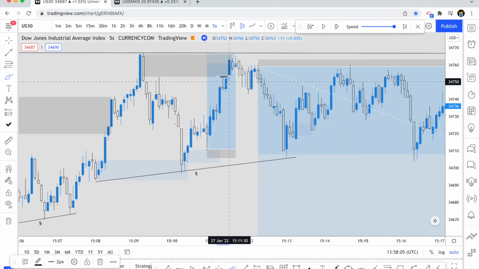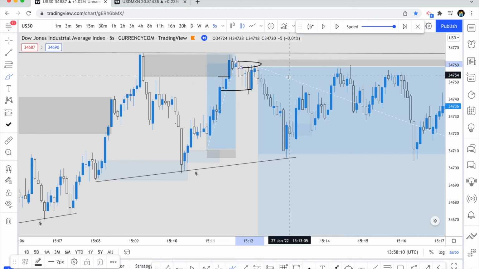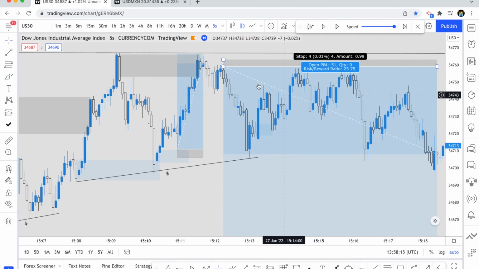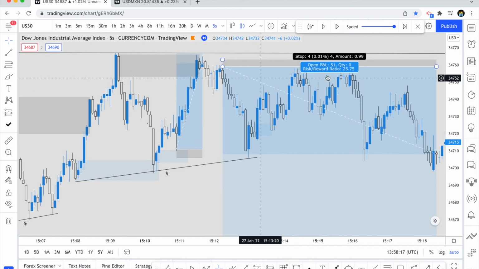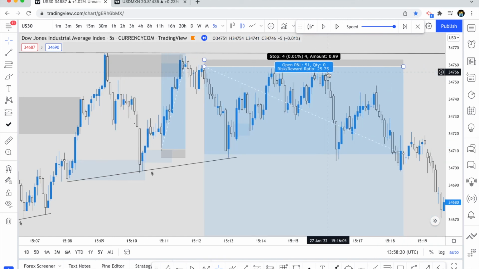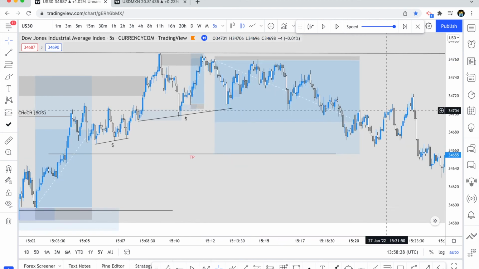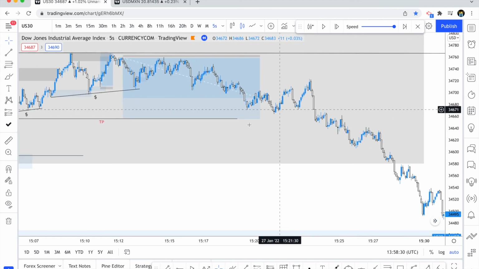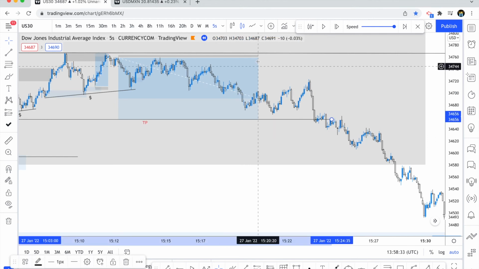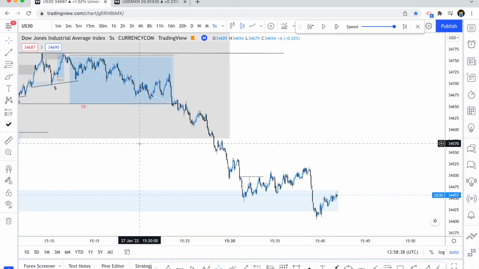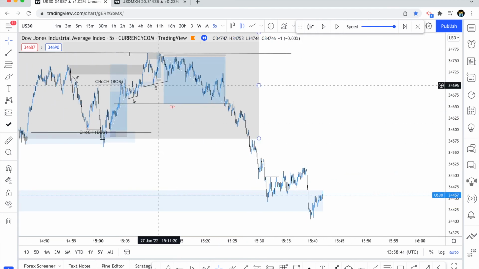We had a CHoCH above and a CHoCH below. So then my entry was right there. Risk was very minuscule. We targeted 25.7%, risked 4 pips to gain 103 pips. So do the math there and you'll see this is a great R to R. We targeted this low, right? And we finished down here. This was our TP right there, as you can see. Yeah, so that was a beautiful trade nonetheless.